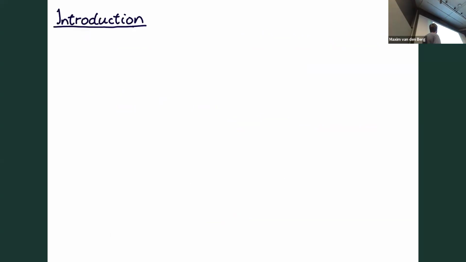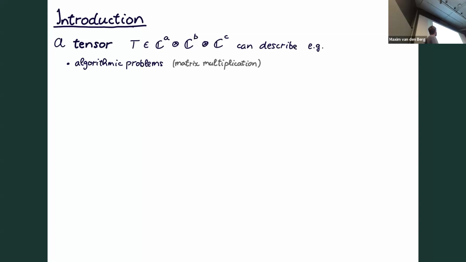Okay, so first I want to do a little introduction, placing all this stuff in context. It might be a little bit abstract, but after that I'll make things more concrete, and we'll see how it goes. So what we're looking at are tensors. Tensors are taken here on three factors: C^A tensor C^B tensor C^C. And tensors can be many things. They can describe algorithmic problems, most notably matrix multiplication algorithms. They can describe quantum states. And also they can describe combinatorial problems, for example CAP SAT, but also many others.